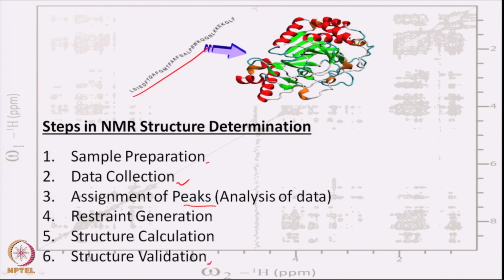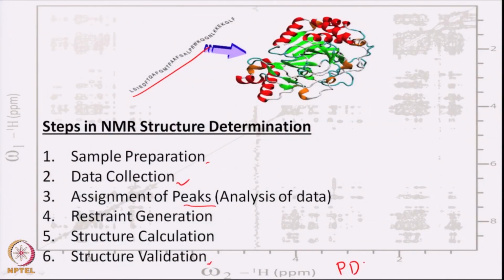So, that is called structure validation. Once you have done it, after this process your structure is ready, and it is probably a good quality structure. After validation, we can deposit it in something called the Protein Data Bank, PDB.